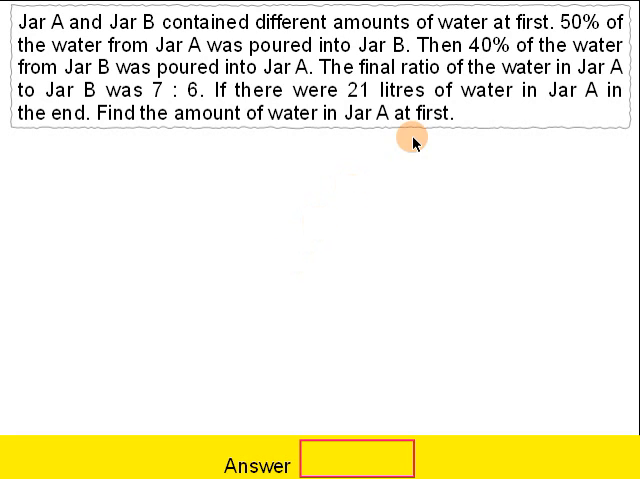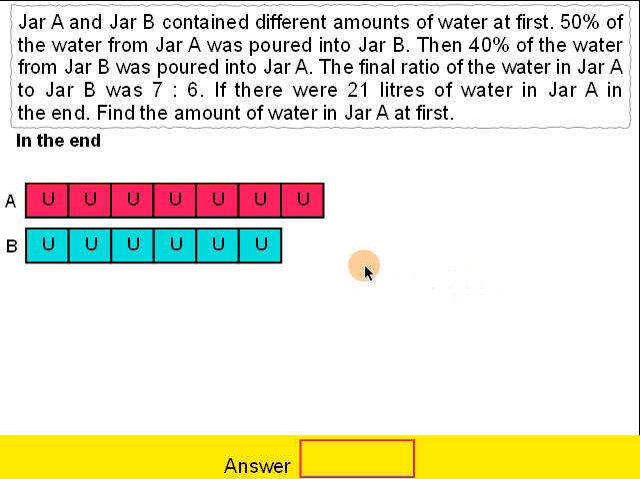All right. So in the end, the final ratio of the water in jar A to jar B was 7:6. Okay, so we draw the model as such. Jar A having 7 units and jar B having 6 units in the end. All right, this is the end model. And we are told that there were 21 liters of water in jar A in the end. So that means to say that this 7 units is equal to 21 liters. All right. So this happened, then we work backwards.